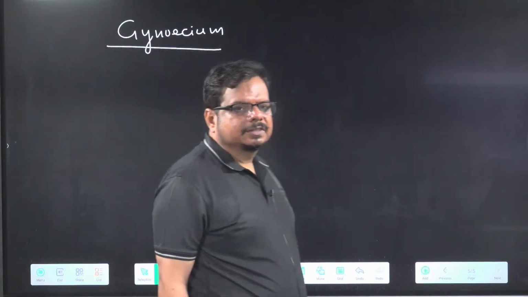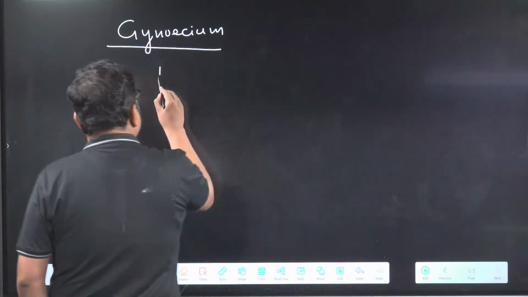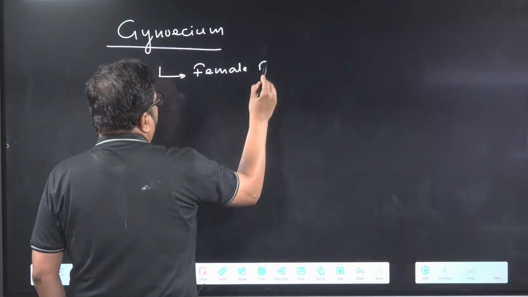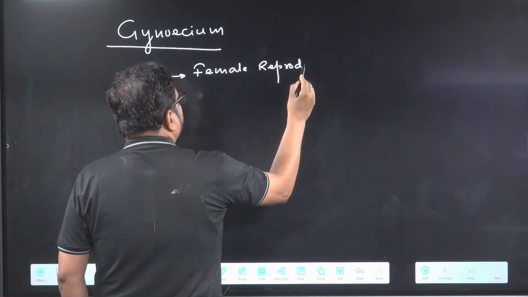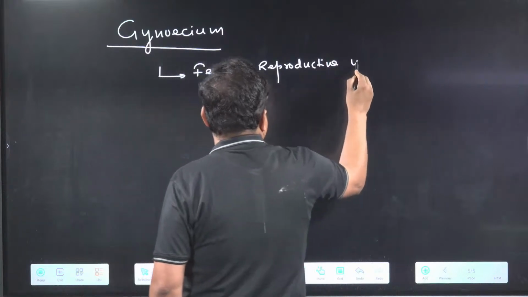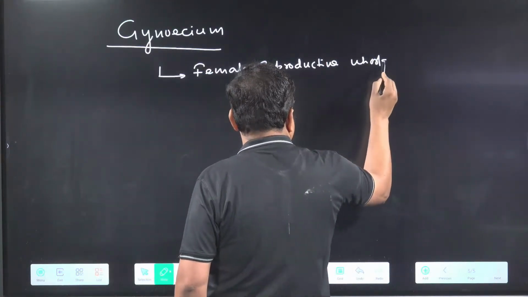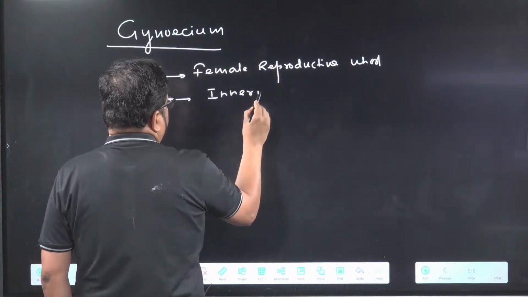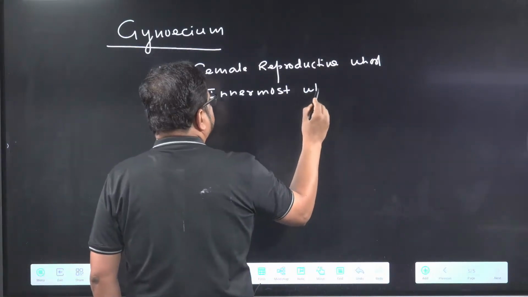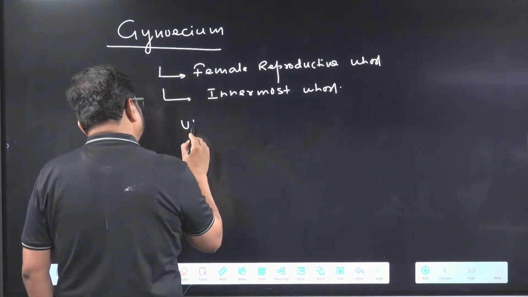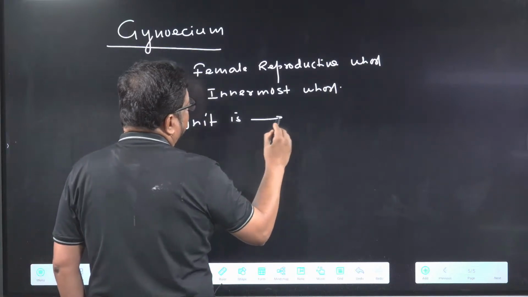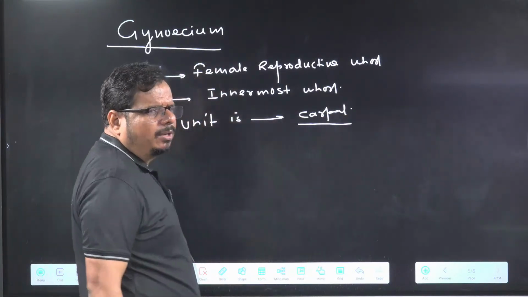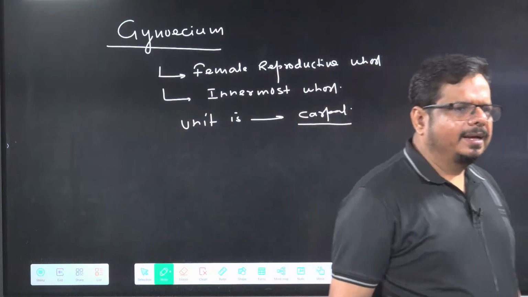Gynoecium. It is the innermost whorl, the female reproductive whorl of the flower. The unit is the carpel. What is the unit of gynoecium? Carpel or pistil. Got the idea?